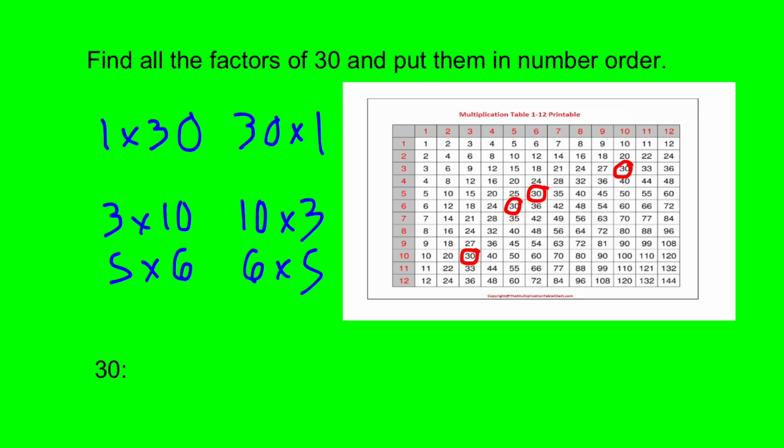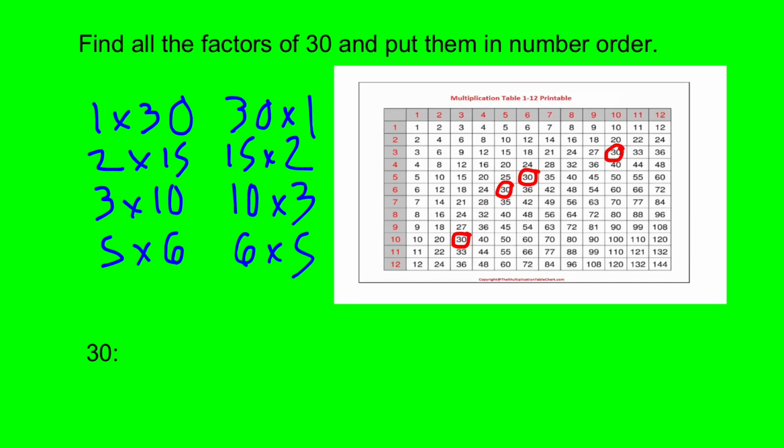The one that we're missing, though, is 2 times. Sometimes you just got to know these things. So 2 times 15 is equal to 30. Oops, that should be the other way around. So 2 times 15, or 15 times 2. Now, 30 is an even number, and so if I think of chopping it in half, that's 15. So 2 times 15 is 30.